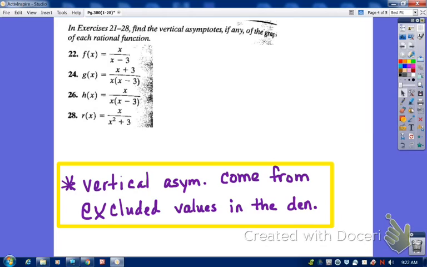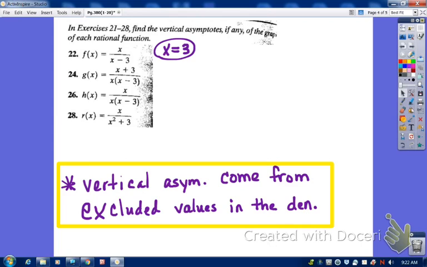So in number 22, what can x not be? 3. So that means I have a vertical asymptote at x is equal to 3. If I had to graph number 22, I would go to the right 3 from the origin, and I would have a vertical dashed line at x equals 3, because at x equals 3, this function is undefined, and your graph would approach the vertical asymptote x equals 3.